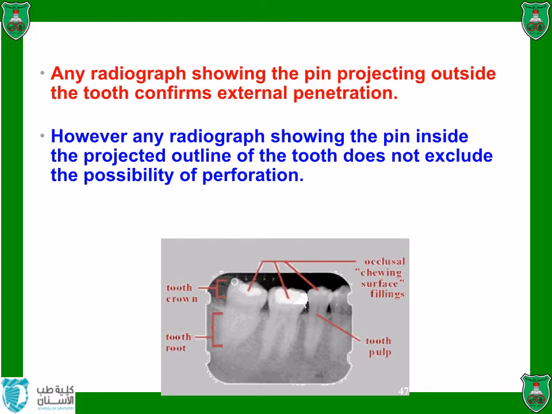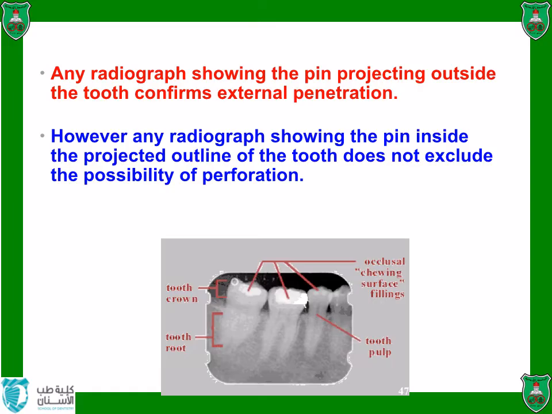Any radiograph that shows the pin projecting outside the tooth confirms external penetration. إذا أخذنا صورة أشعة ومبين إنه البن زي ما شايفين بالصورة طالع من السن، معناته إحنا وين حاطينه we make a penetration inside the periodontal tissues.